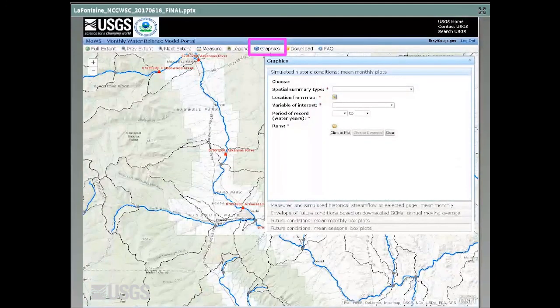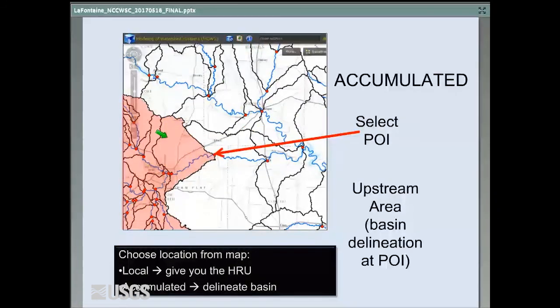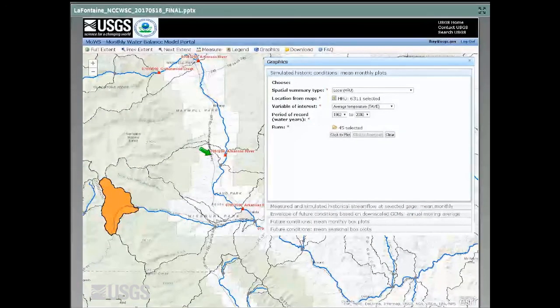So I'll just run through this. From this initial screen, you would go in and pick the graphics option up here, and then once you zoom in far enough, the stream network will start to show up in the hydrologic response units, as well as the stream gauges that are available. And so you can pick your local unit. Right here, a hydrologic response unit is selected. Or if you pick a stream segment here, then it will give you the entire catchment that drains to that stream segment outlet.